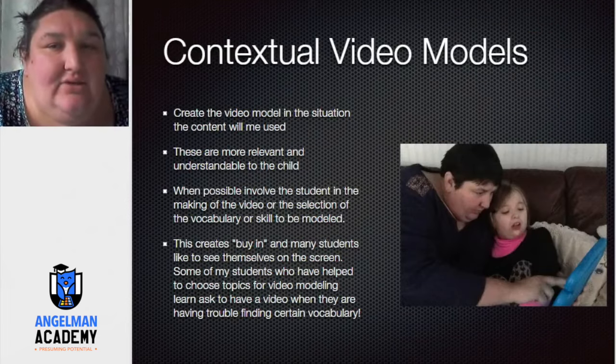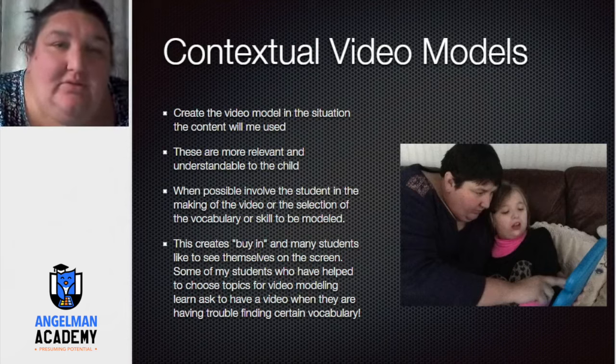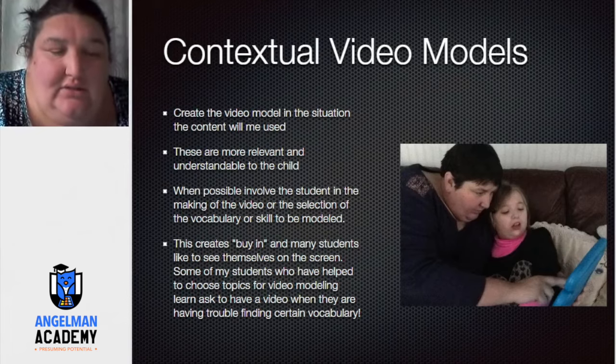Another thing to consider is contextual video models. So that's a video model that happens in the context it will be used or in the place it'll be used. These are more relevant and understandable to most kids. So if you're making a video about watching TV, you film it in front of the TV. So if you're going to show them how to ask for their favorite show, you do that in the living room, and then you turn on the show in the video.